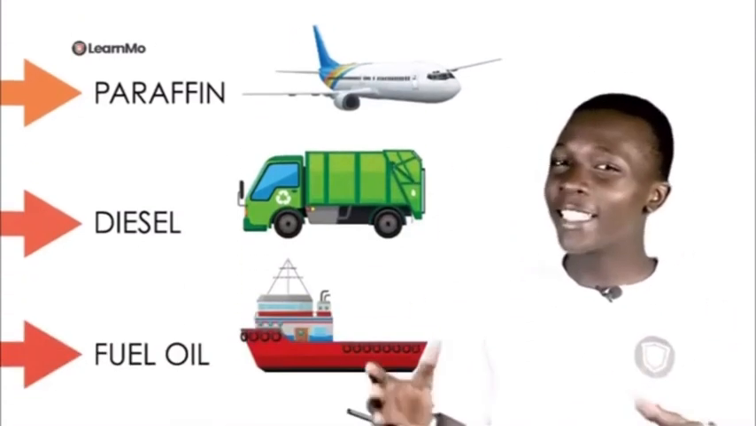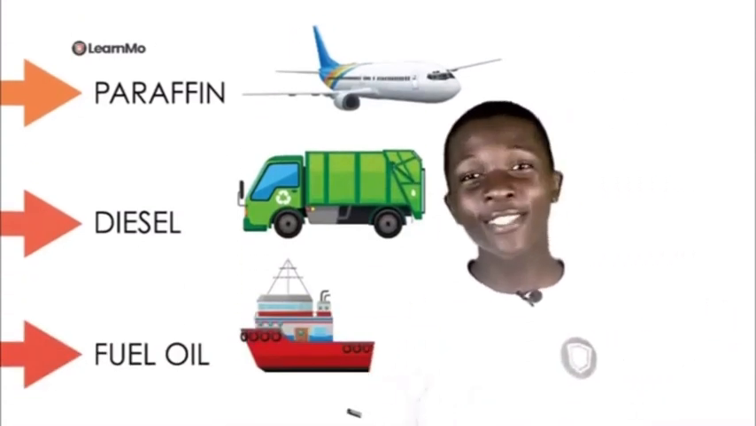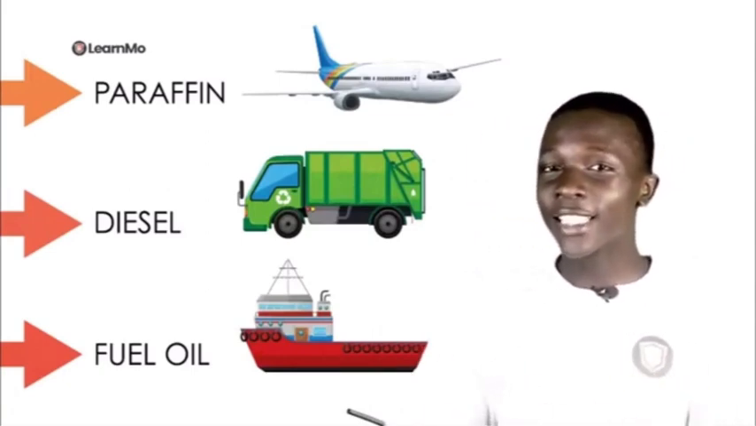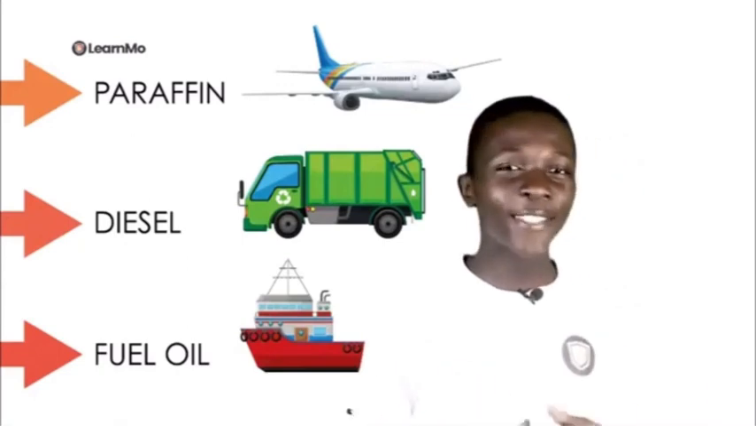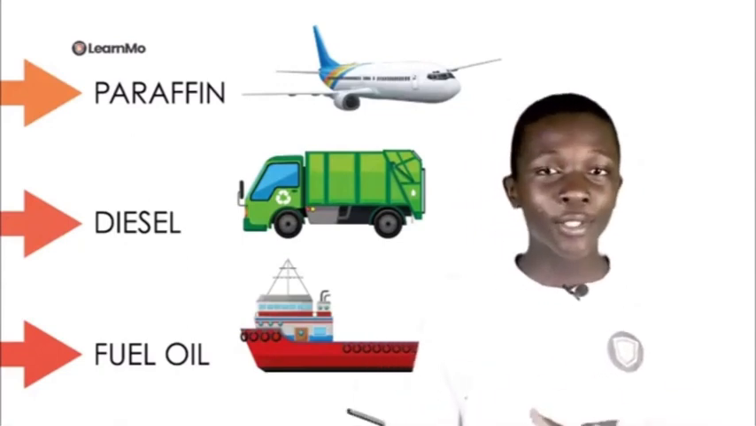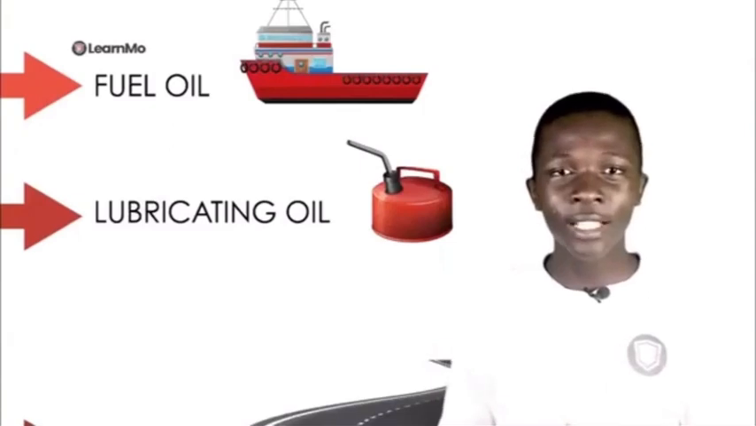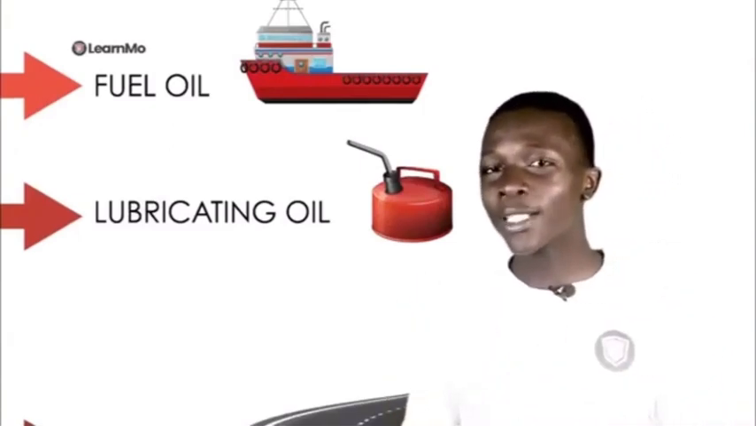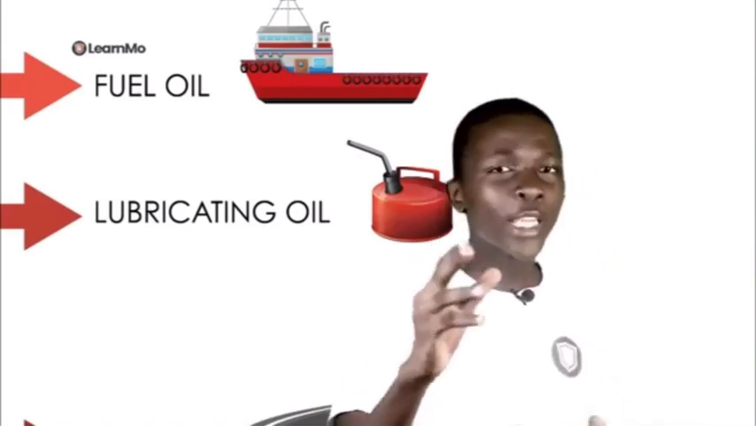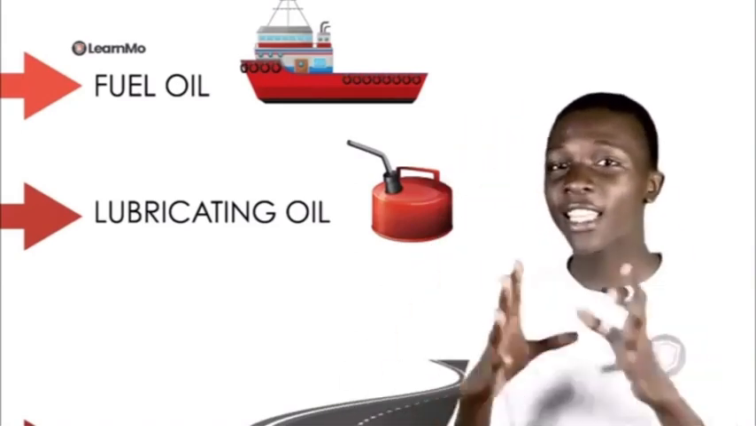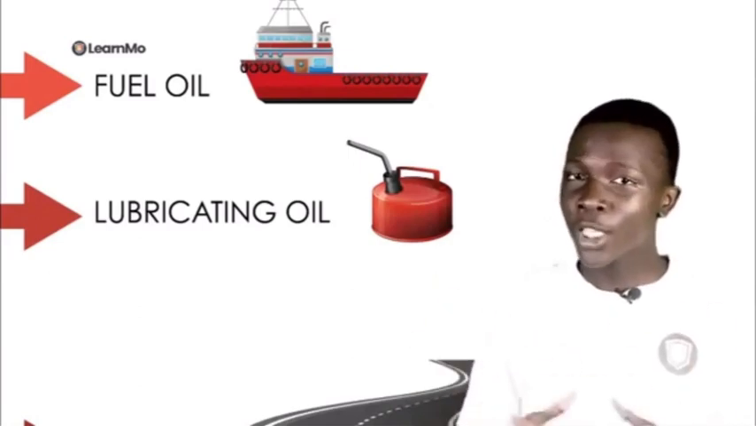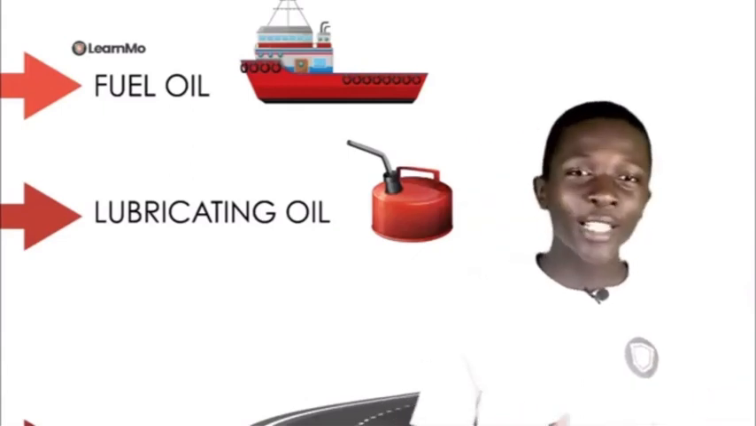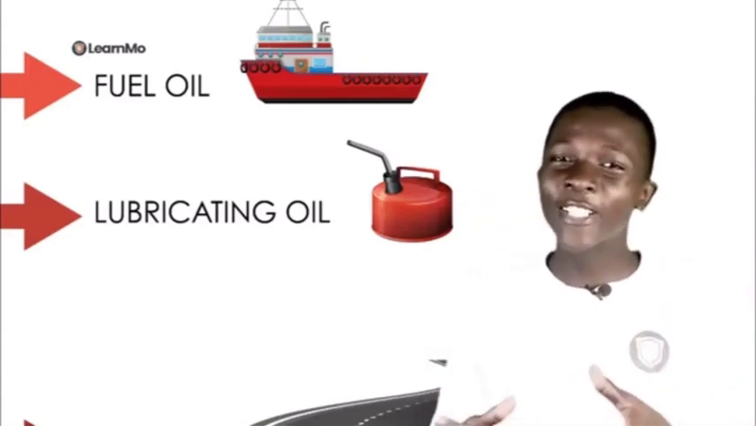Let's also talk about diesel. Now, diesel has got 14 to 20 carbon atoms. It is used in diesel engines, commonly referred to as heavy duty. Let's also talk about lubricating oil. Lubricating oil has got 50 or 20 carbon atoms. Now, quickly get a packet of Vaseline and check the ingredients used to make it. You should be able to see lubricating oil. All in all, lubricating oil is used to make Vaseline, grease, and wax.